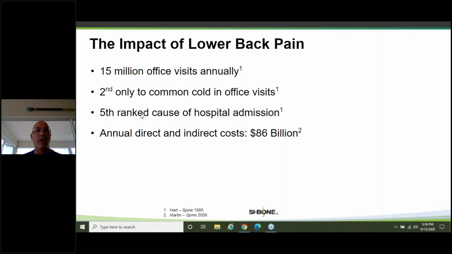And here are the numbers. For those of you that have signed on, you're not alone. There are 15 million office visits annually, second only to the common cold in office visits. It's quite common. And it's the fifth ranked cause of hospital admissions. And this is the direct cost of taking care of this back pain.